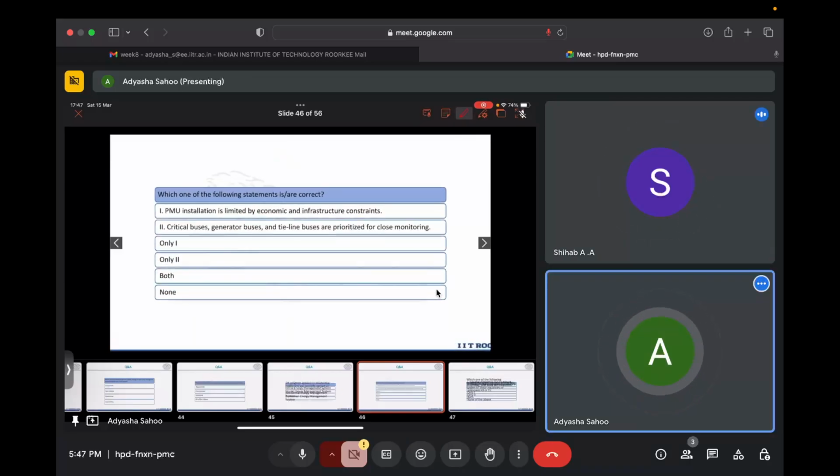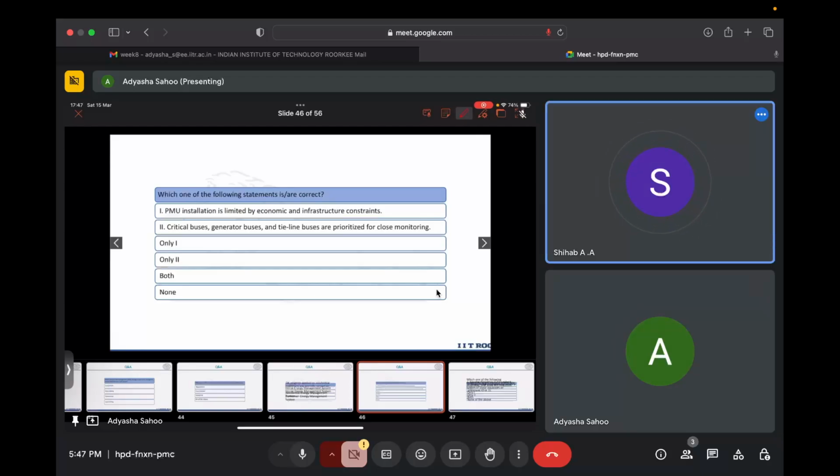Now, regarding PMU, which is correct? It's limited by economic constraints. Critical buses are prioritized for close monitoring. Both. Yes, correct.